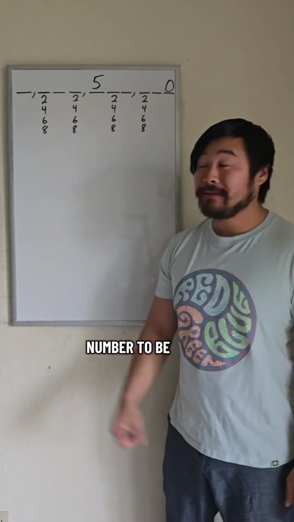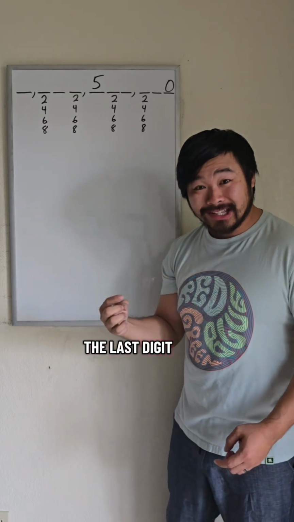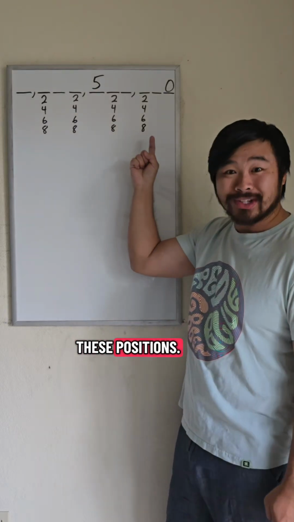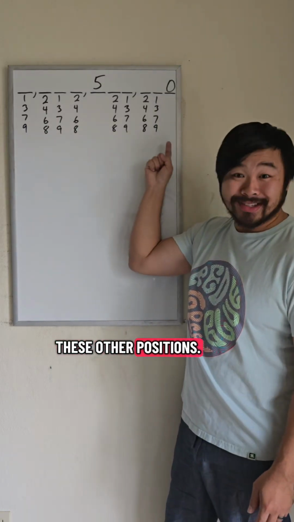Now, for a number to be divisible by 2, 4, 6, or 8, the last digit has to be an even digit. So let's place those possibilities in these positions. And that means the remaining odd digits are in these other positions.